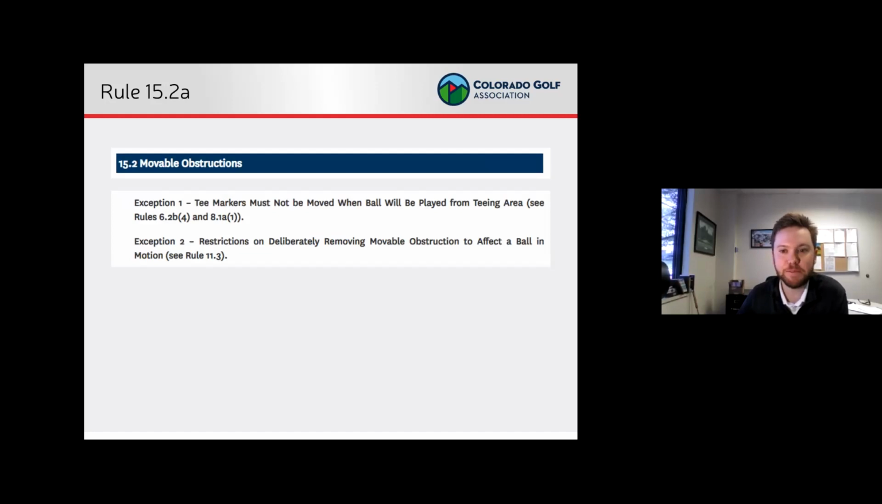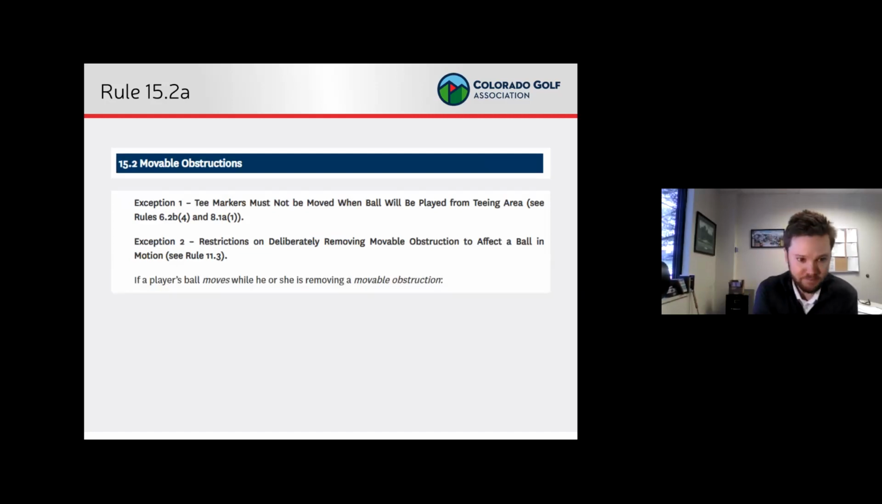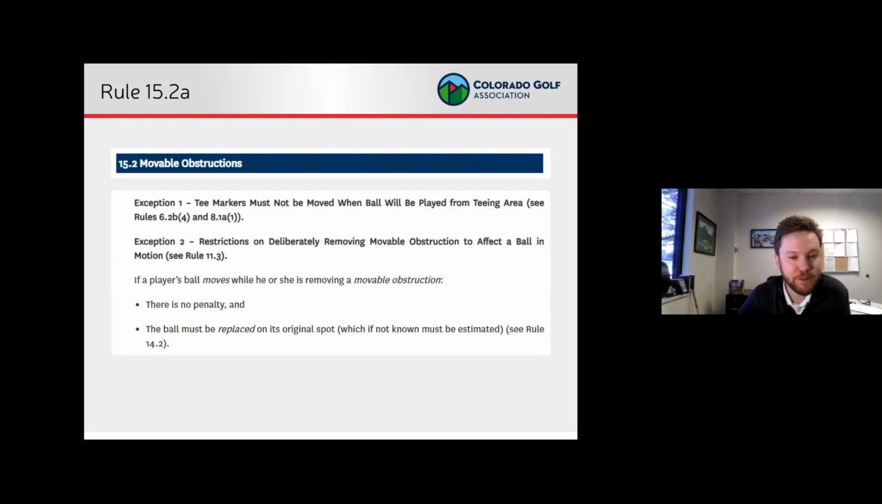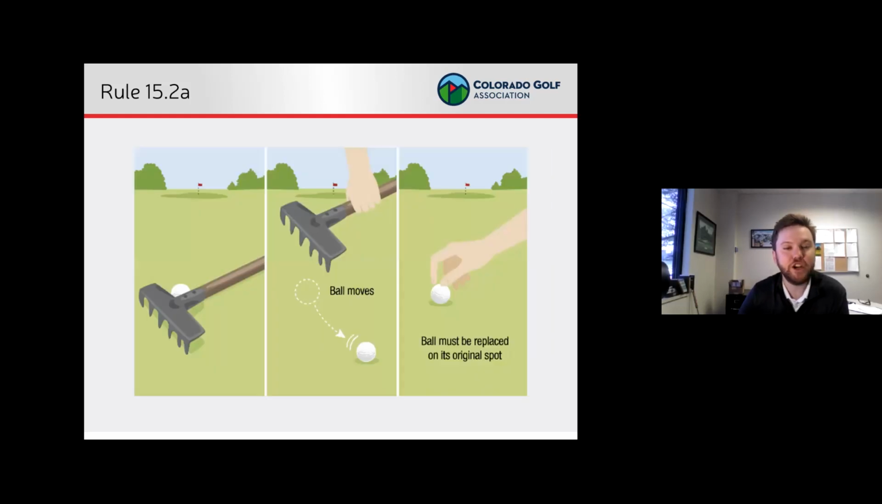All right, so back to the exceptions. It says if a player's ball moves while he or she is removing a movable obstruction, just to add here, it infers if a player's ball at rest moves while he or she is moving a movable obstruction, there is no penalty, and the ball must be replaced in its original spot. Again, we see must be replaced, meaning it's not a may, you have to put it back on its original spot, which if you don't know, you need to estimate in Rule 14.2, which talks about placing and replacing the ball. And here we see our first picture.